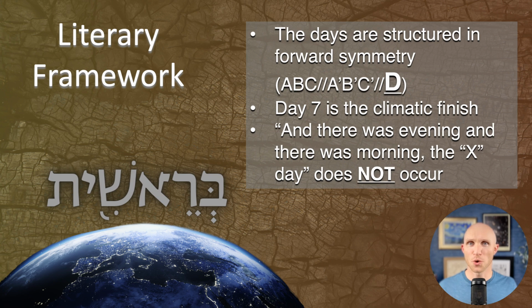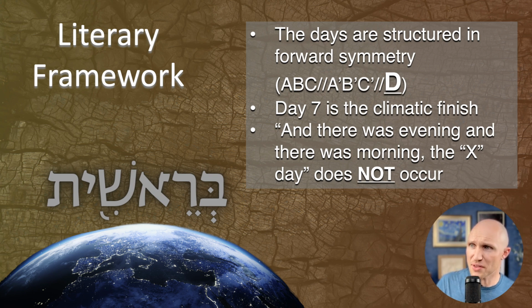And again, here on day 3 and day 6, you get this phrase, and there was evening and there was morning. It is worth mentioning that this parallel pattern or forward symmetry literary style is not the only literary style that we see within Genesis chapter 1. There are an immense amount of chiasms within Genesis 1 as well. And if you look at the overall structure of these chiasms with the forward symmetry, what you will actually find is that Genesis 1 has been brilliantly and intentionally designed in its literary structure.